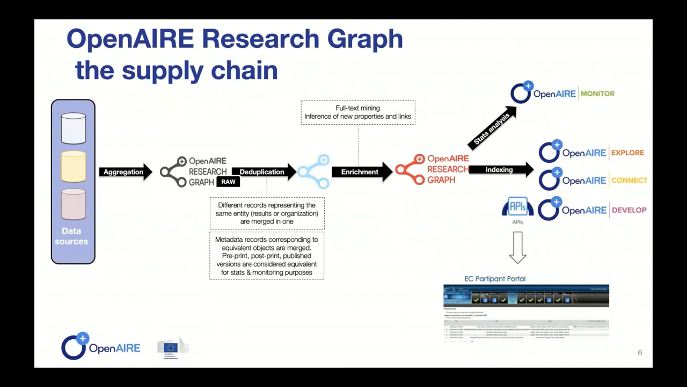Then we deduplicate the content of the graph because the same records can be collected from different sources. And we enrich the graph after this step by full text mining. We have about 15 million PDFs, on top of which we perform mining in order to infer links between entities. Typically, this publication has been funded by this project, or this publication is linked to these data sets or to this piece of software. And we create the corresponding entities in the graph.